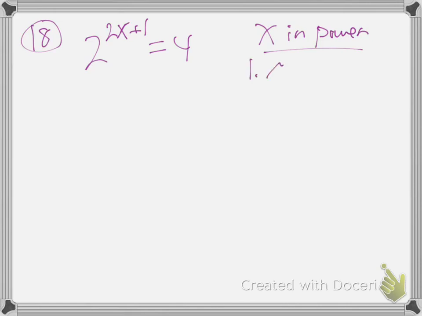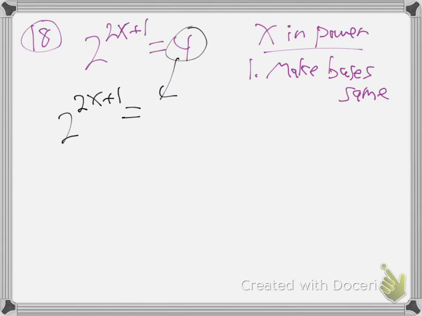What do you do? Step 1, you make the bases the same. So what do I mean, make the bases the same? Well, this side is 2 to the 2x plus 1. I want to make that 4 become 2 to some power. 2 to what power is the same as 4? 2. 2 squared. See, now I've made the bases the same. That's still a 4 over there, right? 2 squared is still 4. But now I've made the bases both the same. That's step 1. 2x plus 1 equals 2.